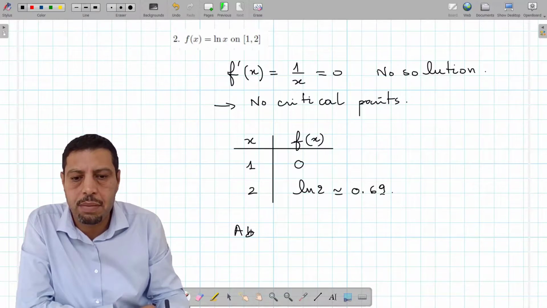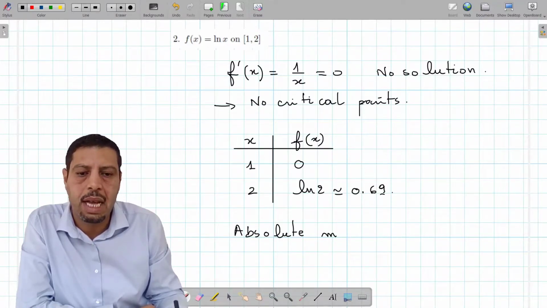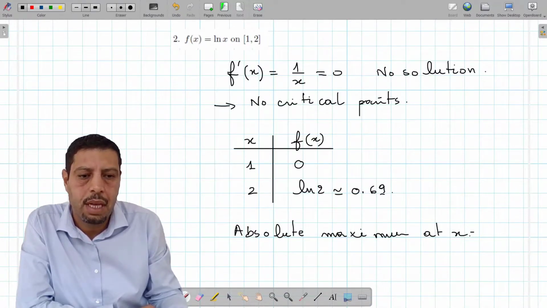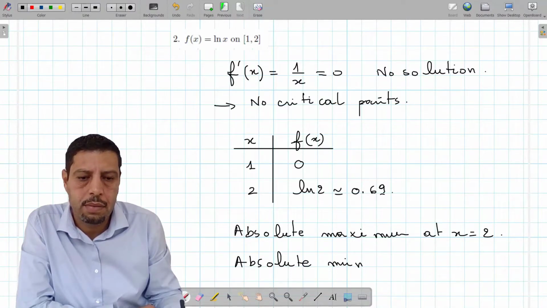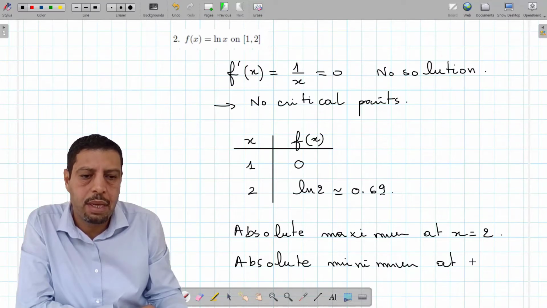So we have our absolute maximum at x equals 2 and our absolute minimum at x equals 1. Okay?